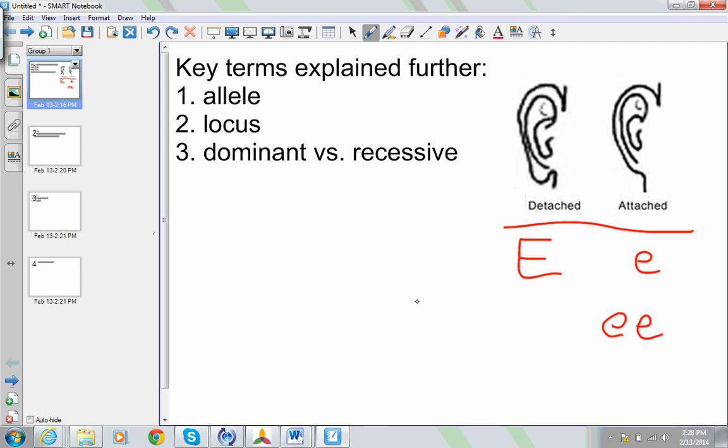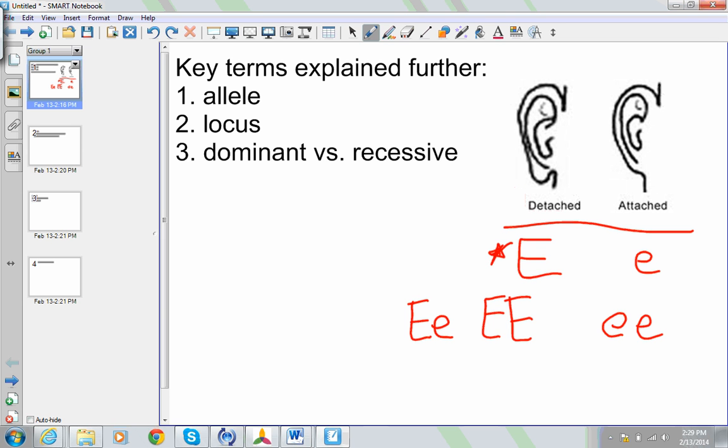If you had gotten the detached earlobe from dad and attached from mom, then you would still have detached earlobes because detached earlobes are the dominant trait. And then obviously if you got detached from both parents, then you would end up with detached as well.